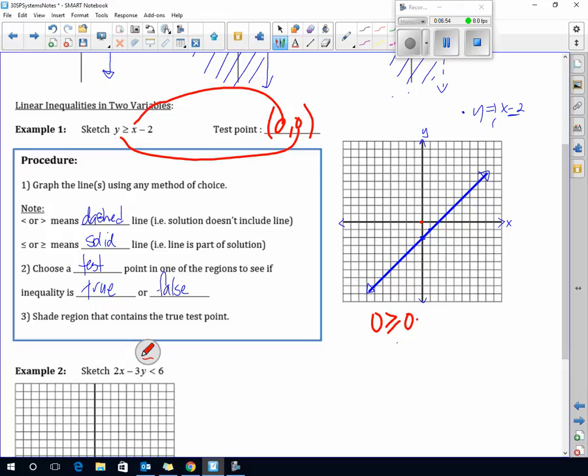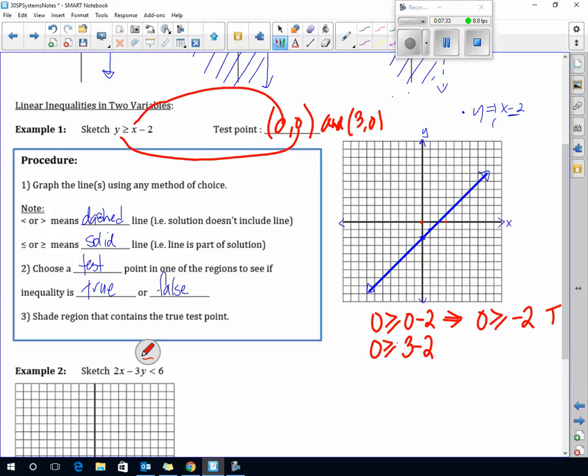So again, highly recommend picking another test point on the other side. What do you want to pick? This point right here? Or here? Let's pick this point right there. What's that test point? 1, 2, 3, 0. Okay, so I'm going to sub in 3 for my x and 0 for my y. So 0 is greater than or equal to 3 minus 2. So if I simplify that, I get 0 is greater than or equal to 1. Is that true? That is false.